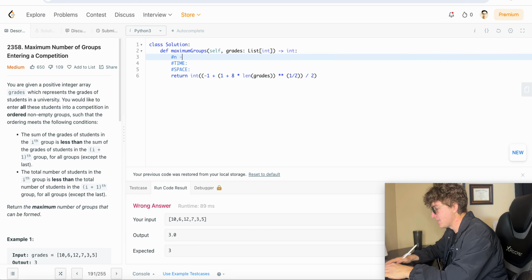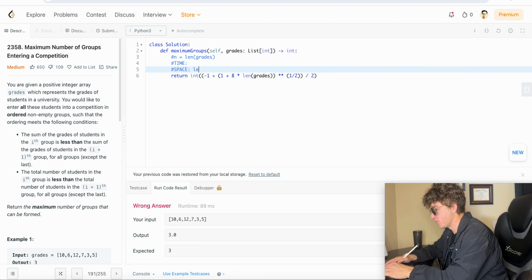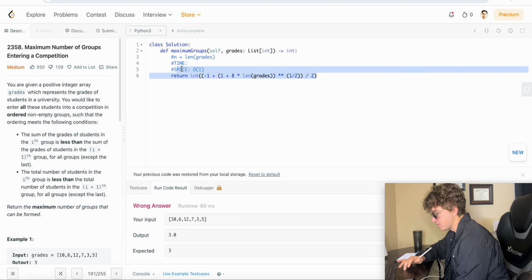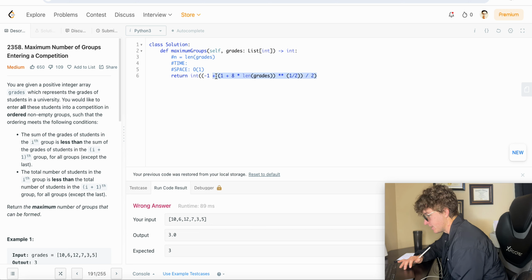Okay, so n is the length of grades. For space, it's obviously constant, because we're not even creating any variables. We're just returning. But for time, you might say, okay, this is a constant operation. I'm literally just taking this, doing a calculation. It's constant.